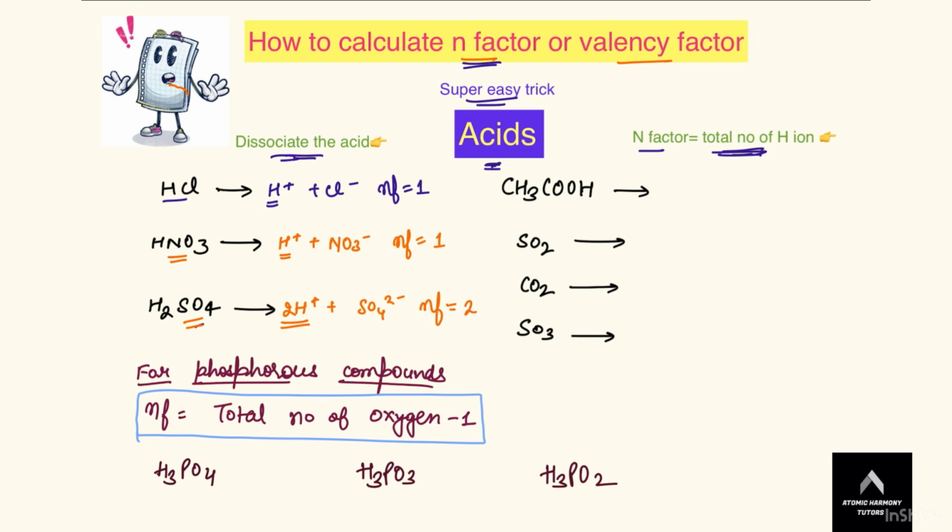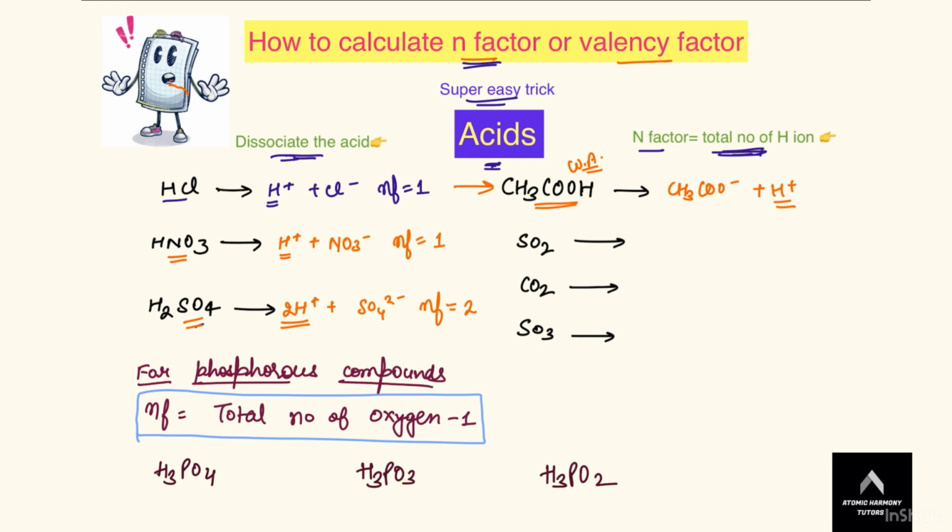Now in case of CH3COOH, named acetic acid, it is a very weak acid. It is a very weak acid, but its dissociation is CH3COO negative plus H positive. Here also H positive is equal to 1. So n factor for acetic acid is also 1.